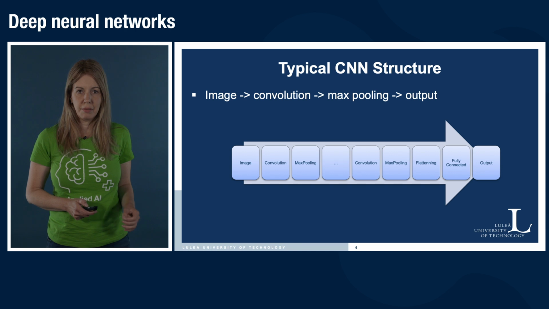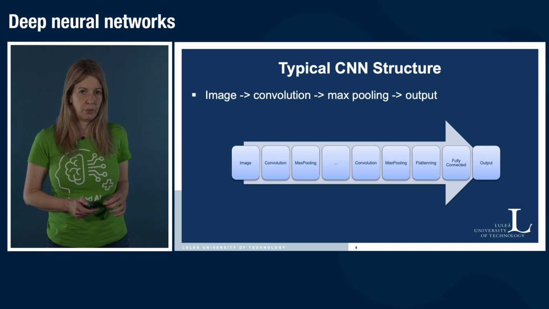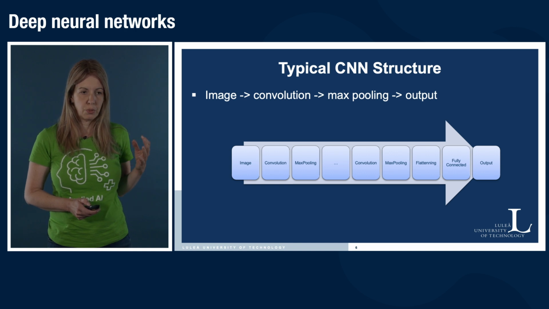Let's see now a typical convolutional neural network structure. Usually, as an input, we get an image, and then we have a convolution layer and a max pooling layer, and we can have as many layers as we want, convolution and max pooling. And at the end, we have a flattening layer and a fully connected layer, and this goes to the output.